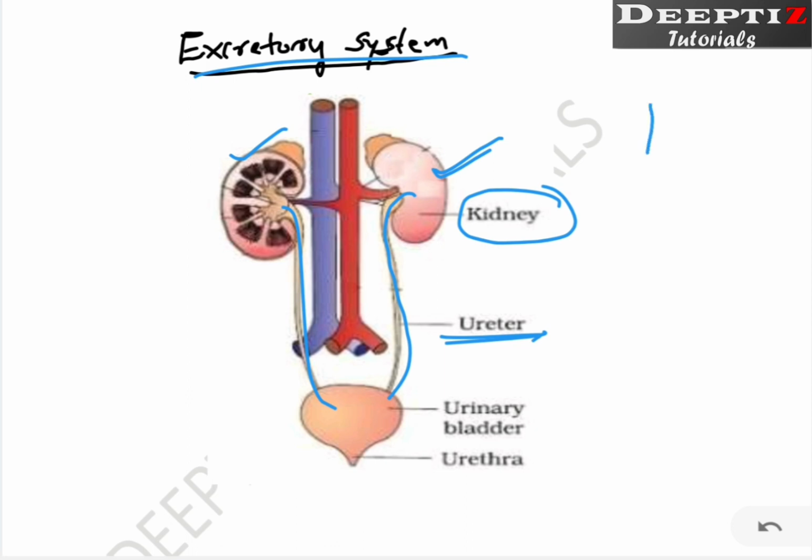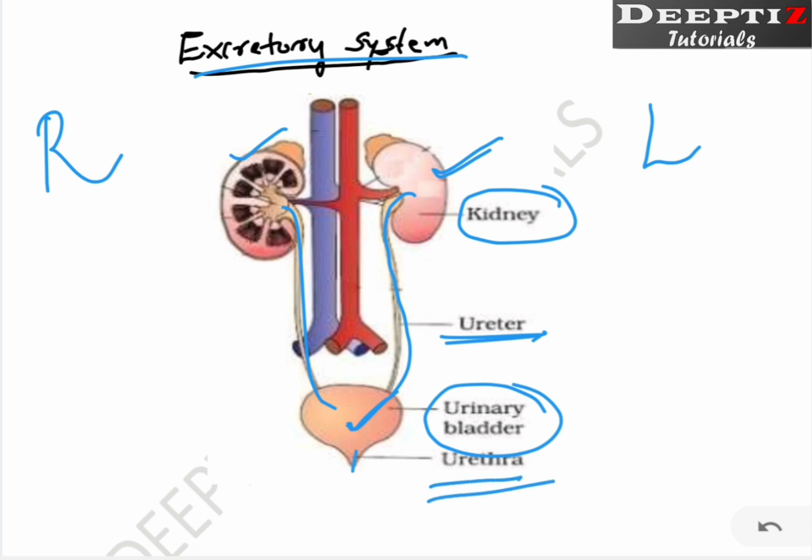So this is going to be the left side and this is going to be the right side. What about urinary bladder? There is a single urinary bladder and there is an opening called urethra. Now you have to remember all these structures at least as a basic. We will study all these structures in detail, especially the structure of kidney.